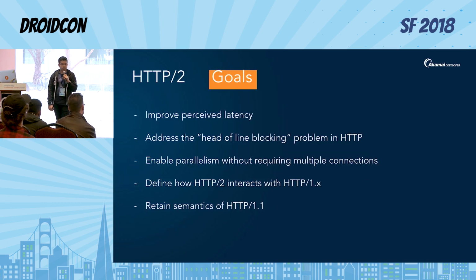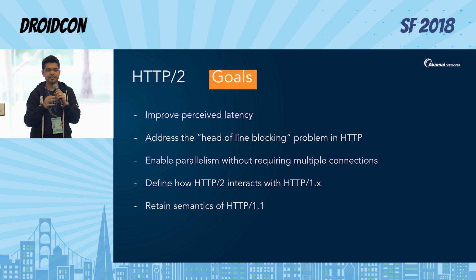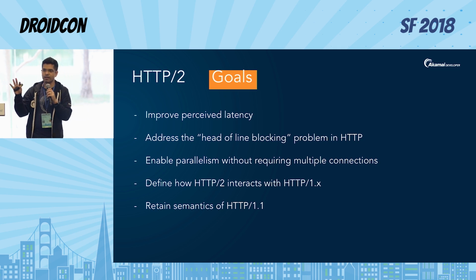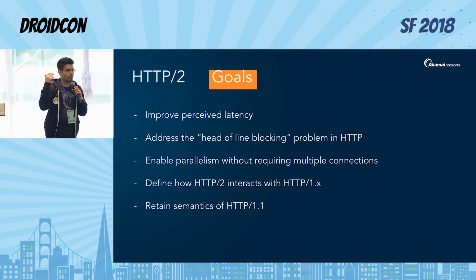So HTTP 2 started with a few goals. HTTP 2 wanted to improve the perceived latency. The perceived latency is in terms of what users perceive as latency. So let's say you have an app or you have a website. When the page is visually loaded for the users is when they think that, okay, this website is now loaded and I can work with it.